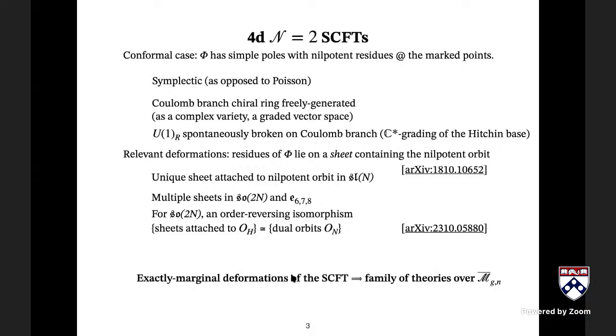What will be really important for us today is that typically the superconformal field theories one gets by this procedure are not isolated superconformal field theories, but possess exactly marginal deformations, and so form some kind of family of superconformal field theories, which in this class S context, the family is parametrized by the moduli space of complex structures on this punctured curve.